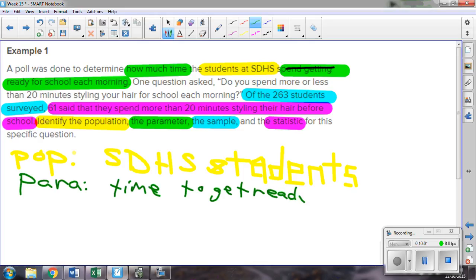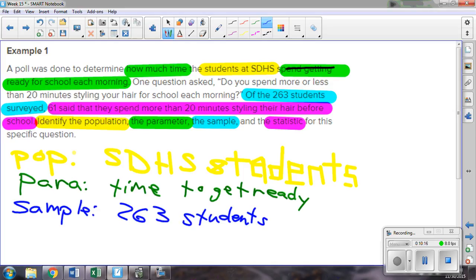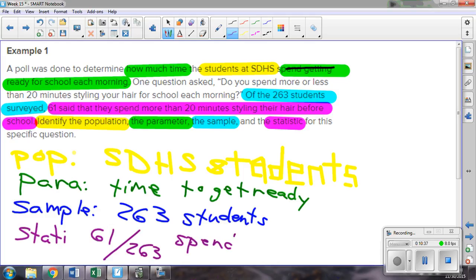Do you want us to put like example 1 and all the example numbers? The sample is the 263 students who were surveyed. And lastly, the statistic, 61. And if we wanted, we could write this as a fraction so that we could start thinking of probabilities. 61 out of 263 spend more than 20 minutes each day. And we're finished.